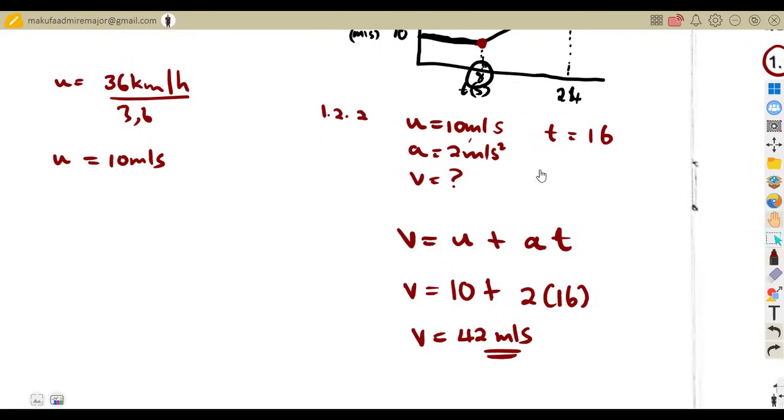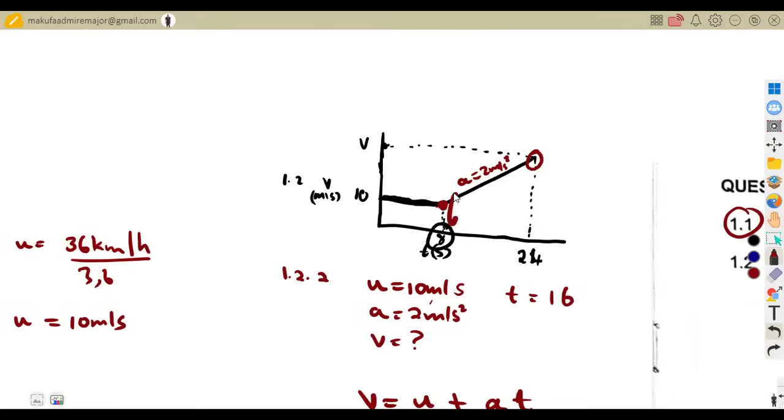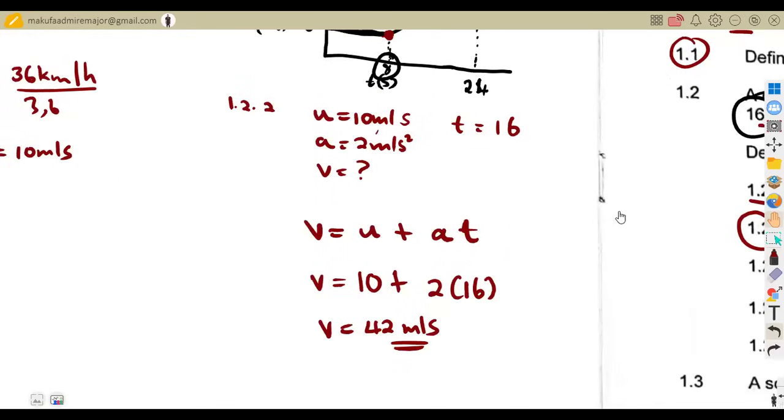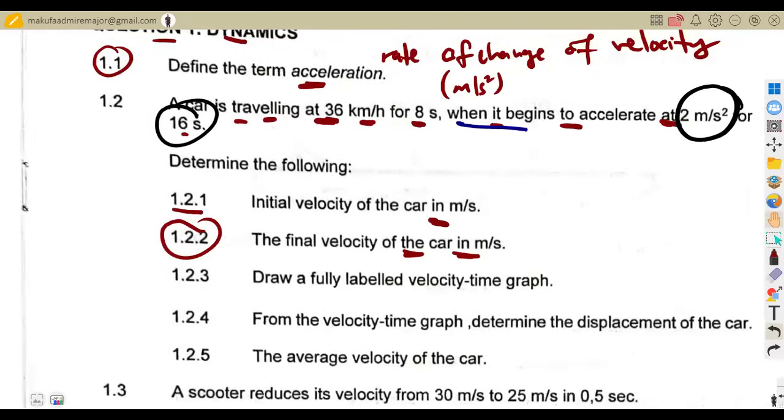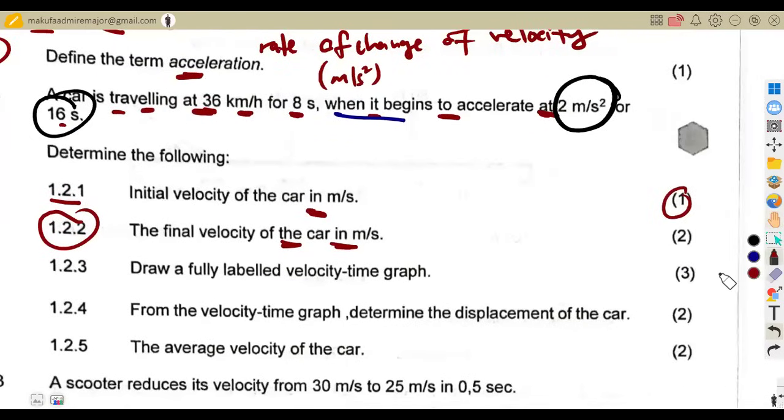We are working with the second part of our diagram, this part here. If you understand this, it helps you to answer this type of question. I'm not saying you're supposed to draw the diagram, but it's good that you have it. Now they want us to draw, in 1.23, a fully labeled velocity time graph. That is 3 marks for that.